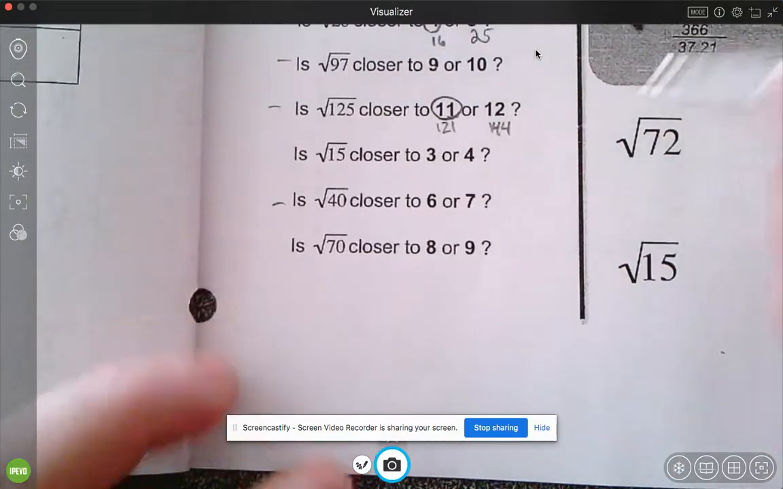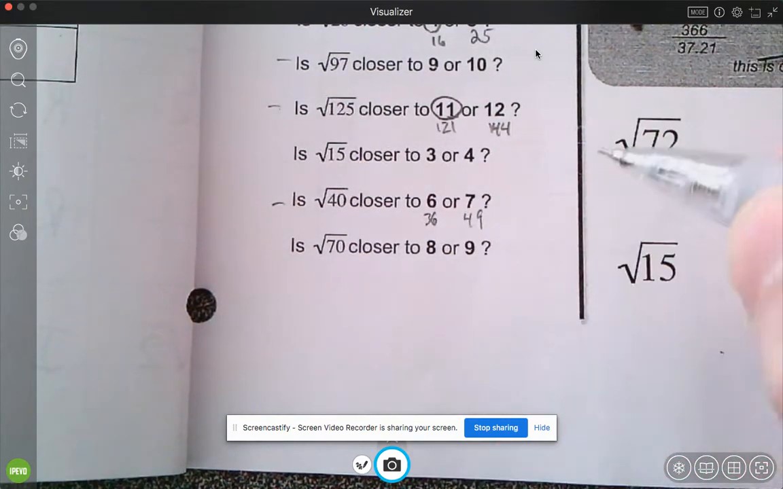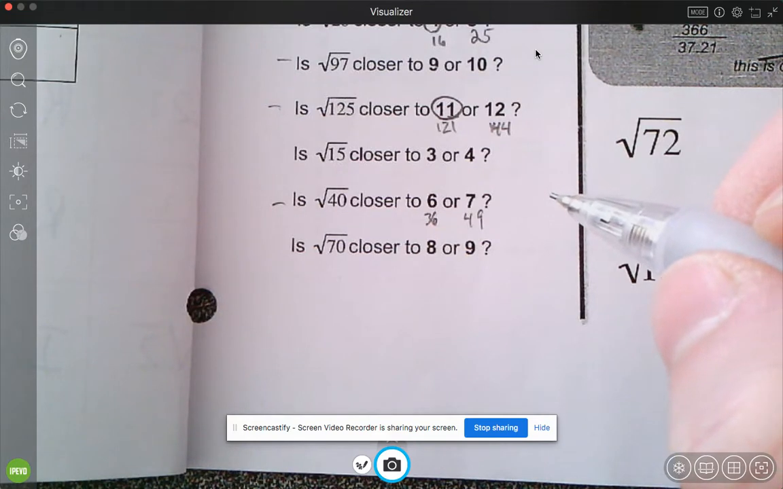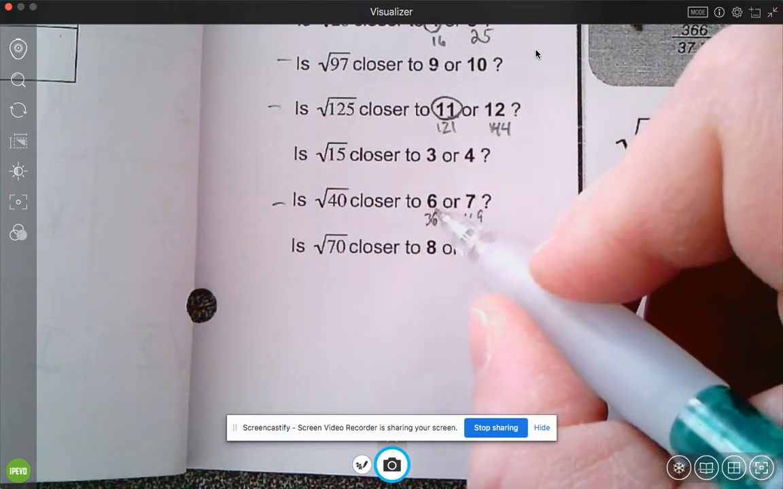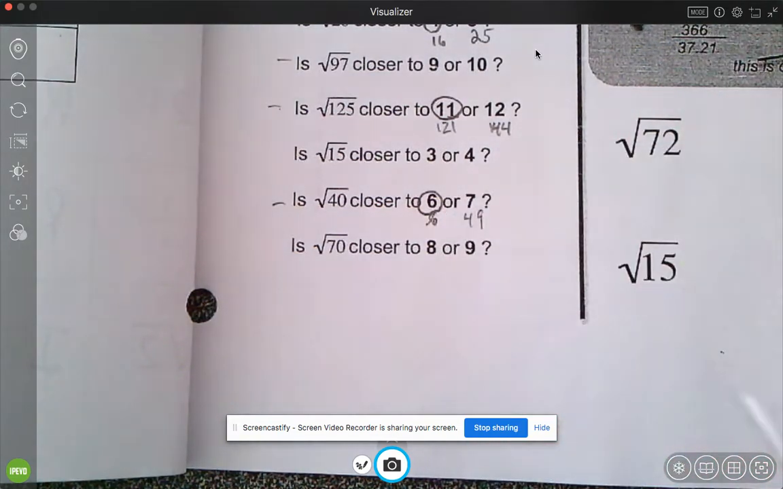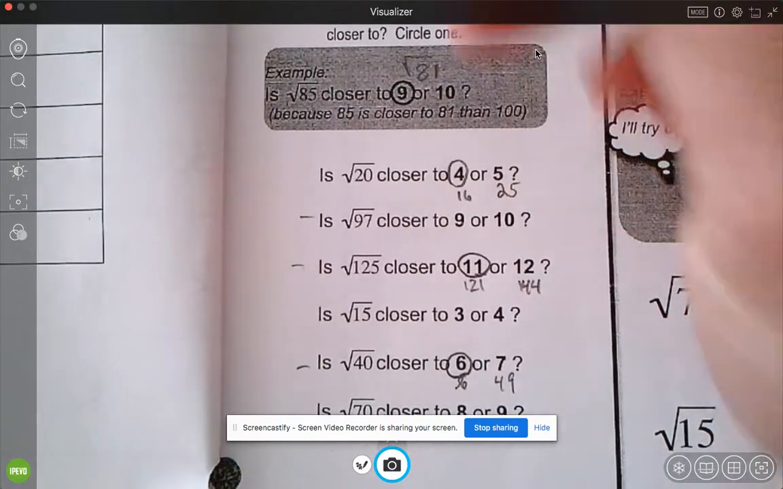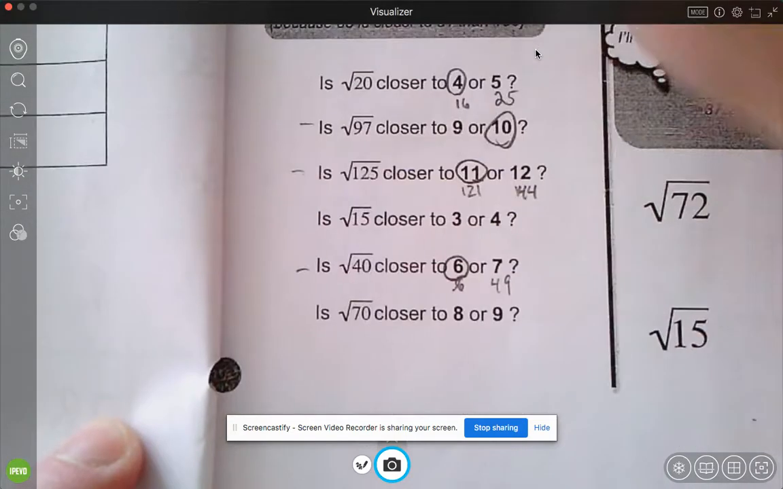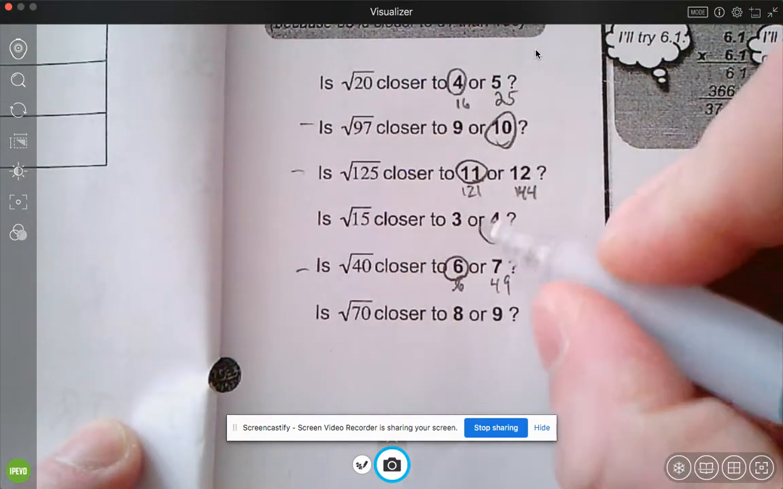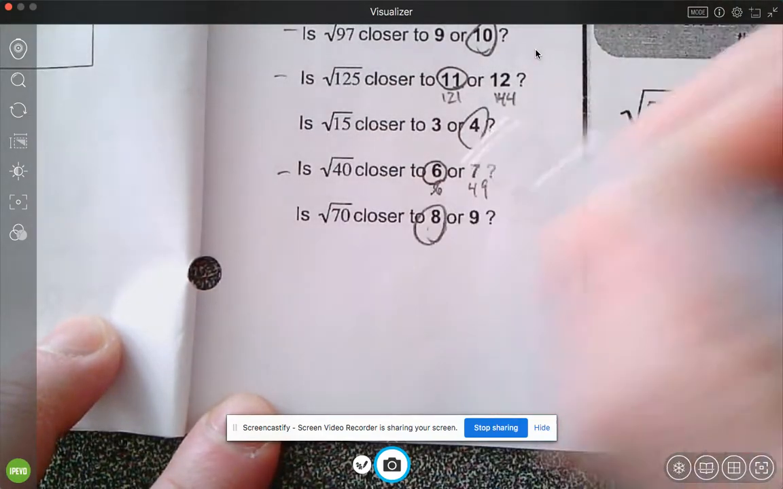Skip this one. Go on to this one. The square root of 40, right? We know it's between 6 and 7, 36 and 49. I would say it is definitely closer to the 6. All right, try that with a partner. See if you can do the other ones that we missed. All right, hopefully for the square root of 97, you said it's closer to 10. Square root of 15, hopefully you said it's closer to 4. Square root of 70, hopefully you said it's closer to 8.